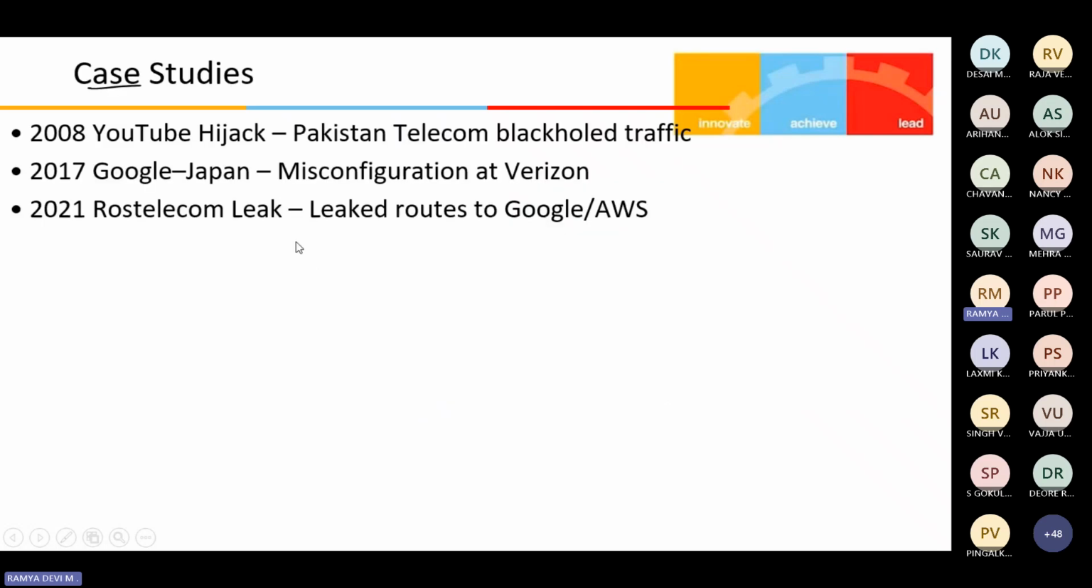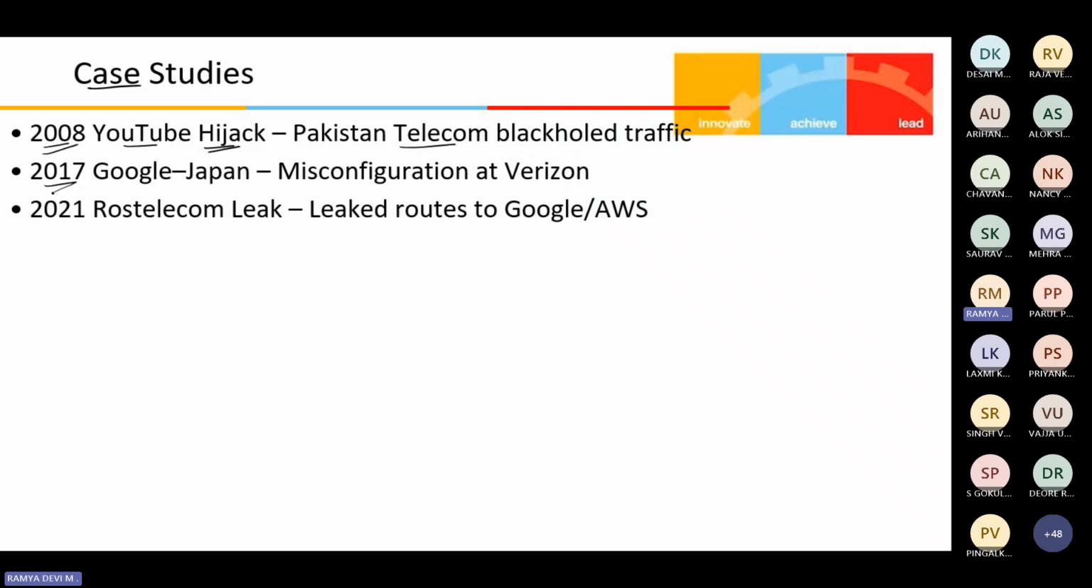The next one, the case study we have seen, is the YouTube hijack, which happened in the year 2008. Pakistan Telecom intended to block YouTube. They announced a specific route for YouTube IPs, and the route leak happened globally and black-holed YouTube traffic worldwide, and that too for 2 hours.